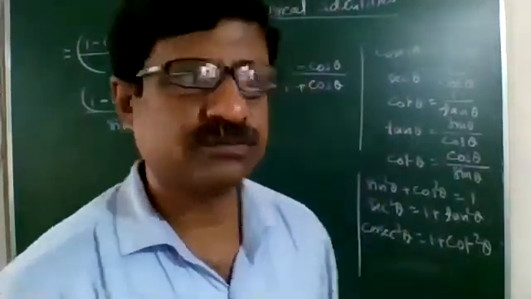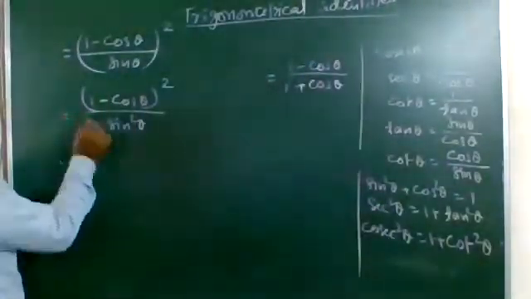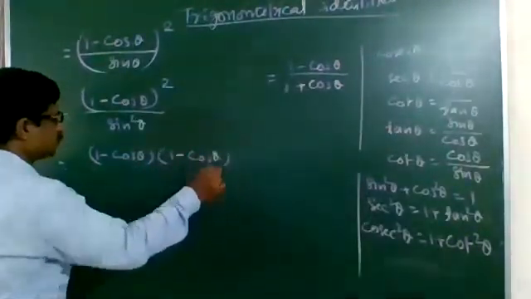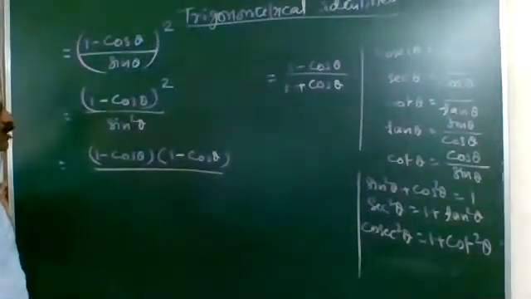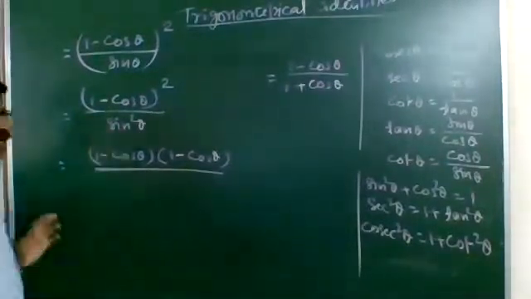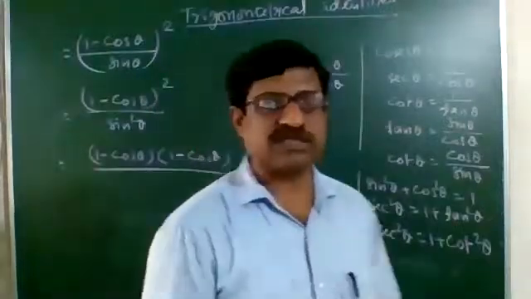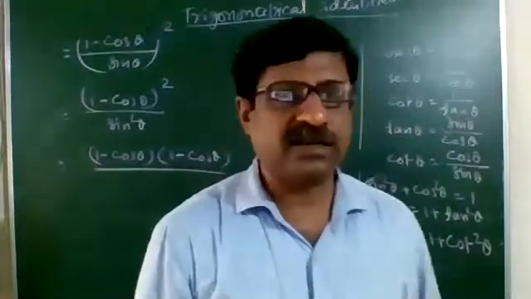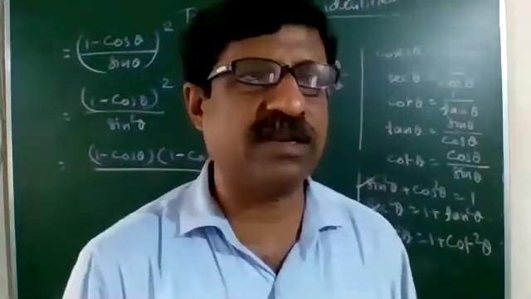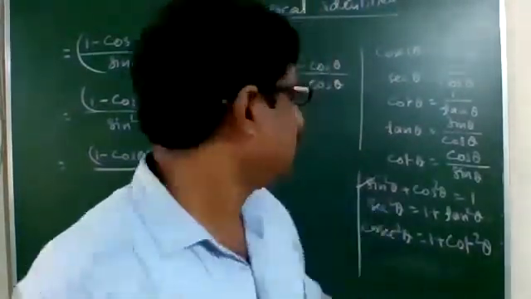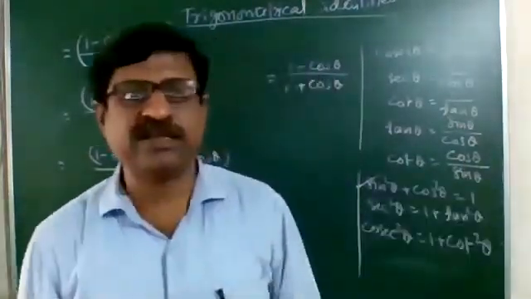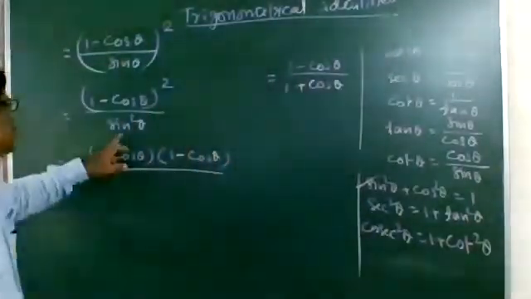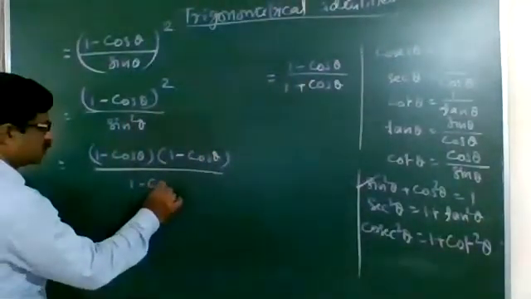After that, what do you do? We'll write this 1 minus cos theta two times: (1 minus cos theta) into (1 minus cos theta). Square means multiplication of 1 minus cos theta two times. And sin square theta, we try to convert in terms of cos square theta. Now we have learned sin square theta plus cos square theta is 1. Therefore, sin square theta equals 1 minus cos square theta, by transposing cos square theta to the other side.